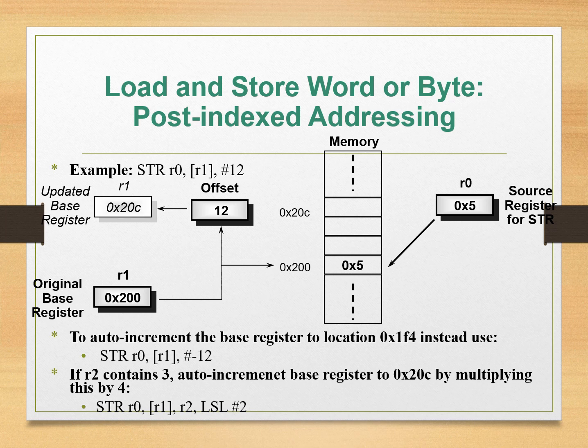If, let's say, R2 contains a value, then you can auto increment this to 200C by multiplying this by 4. So it is the same as the previous one. The only thing is it is post index addressing, meaning it will only update R1, and it will store at the original location before it updates.